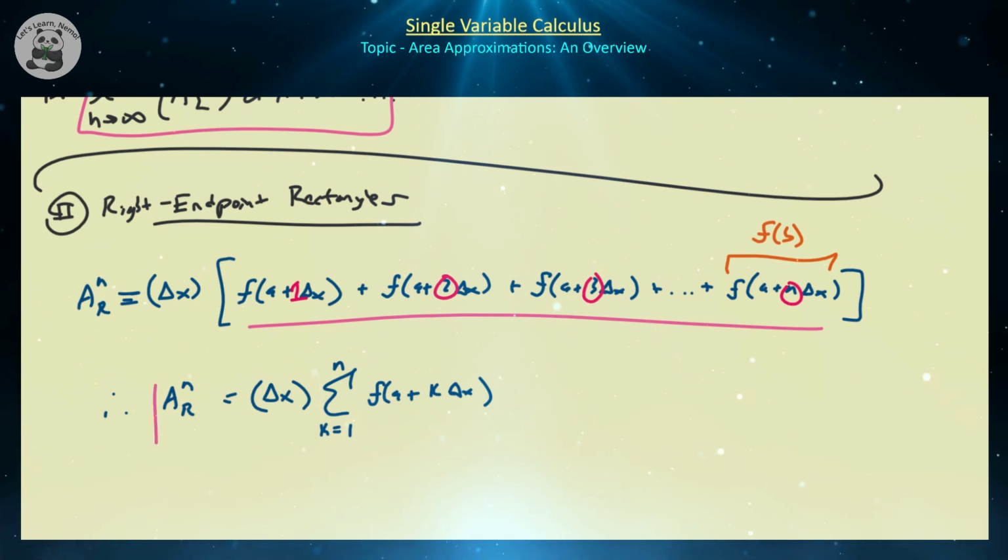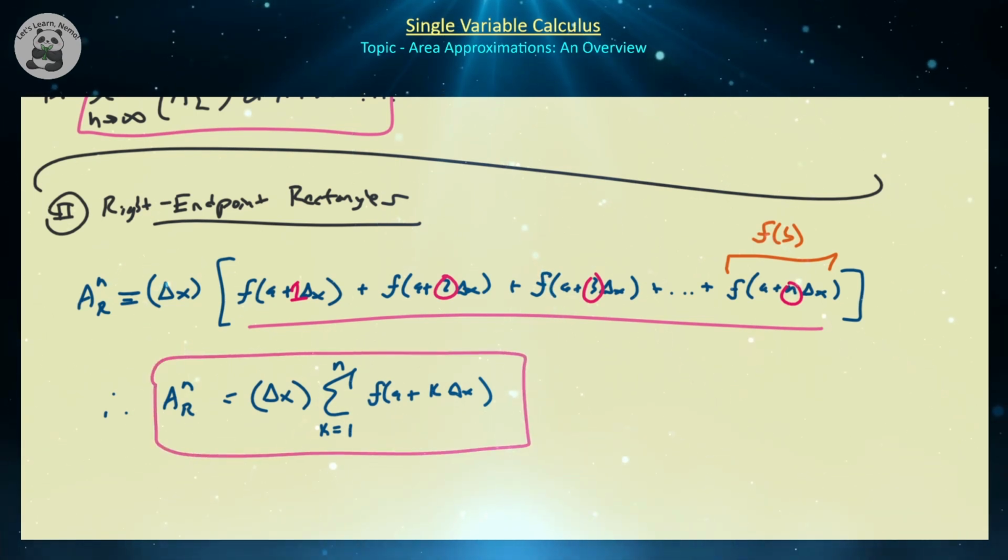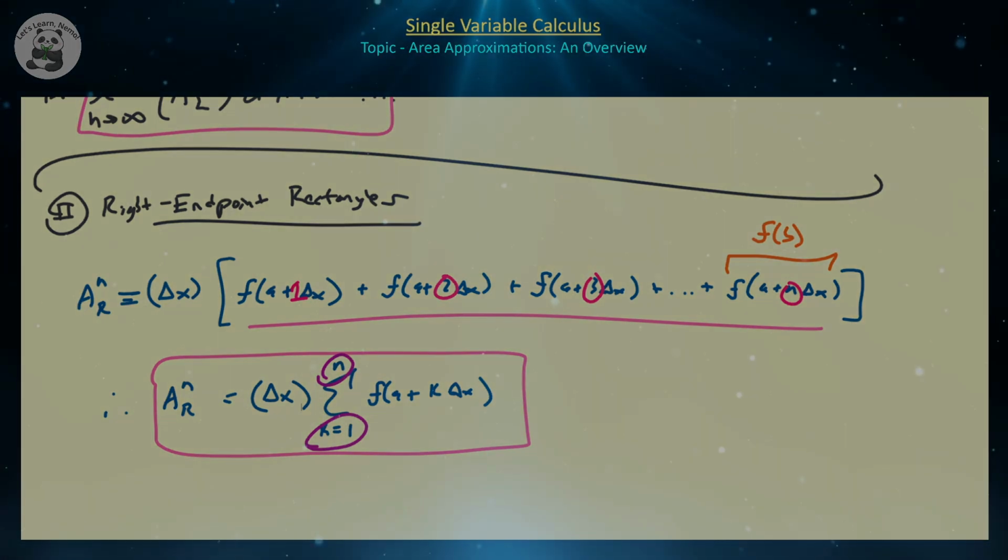So in terms of the differences between these summation notations, the only difference between left and right is that left starts at 1 and ends at m minus 1, while right starts at 1 and ends at m. And you can try for the previous example to look at the right endpoint rectangles for n equal to 4 and 8 and compare to the exact value that was stated above.